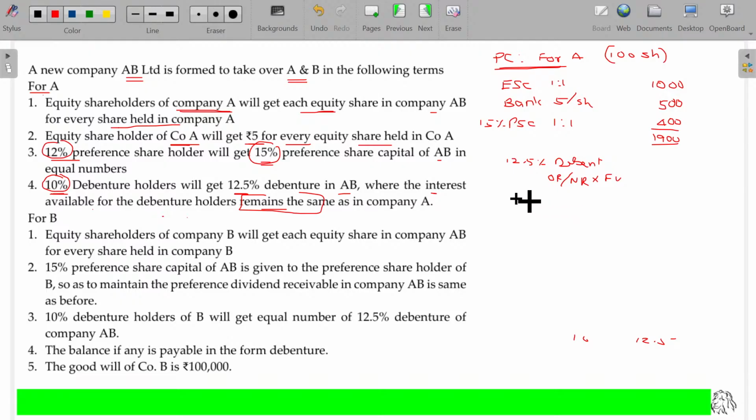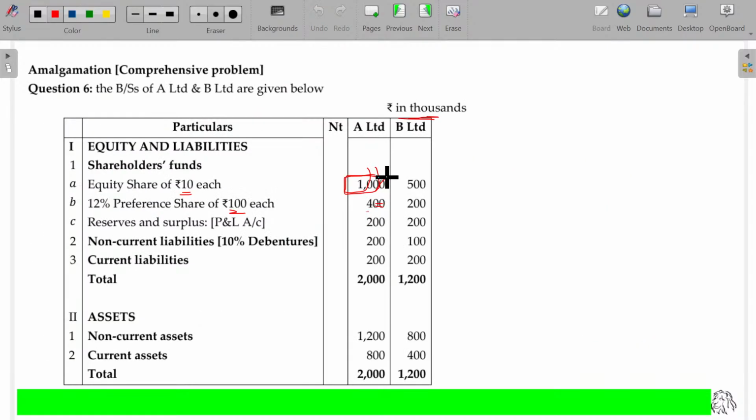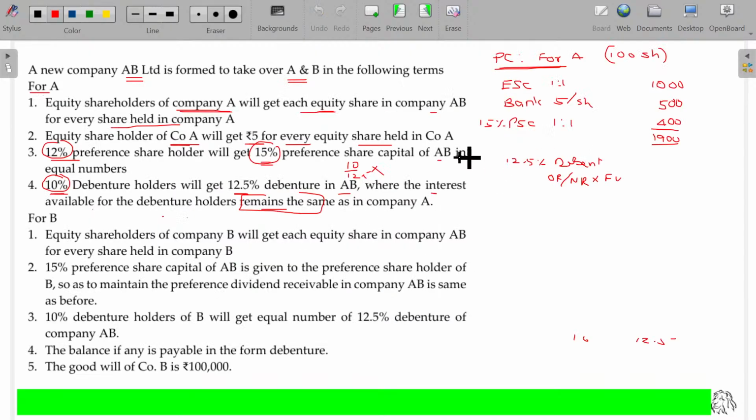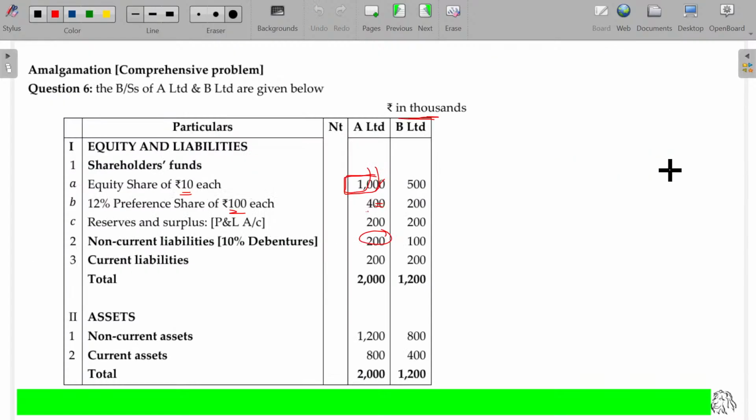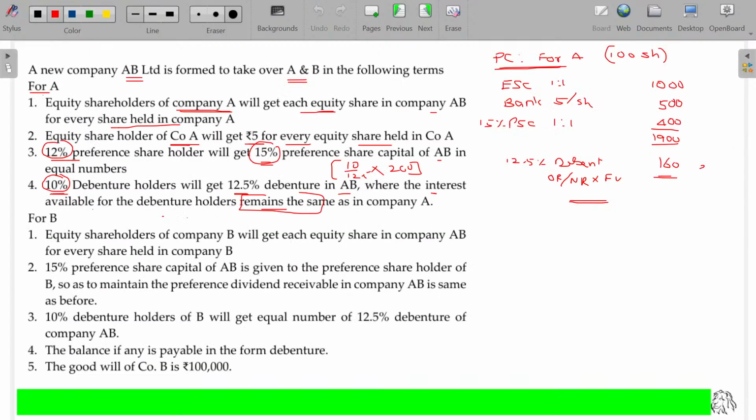Okay, so here what happens? 10 by 12.5 and existing value being, how much? 200. Then what about the value? 160. 160 is nothing but settlement of debenture. It's not part of purchase consideration. It's only settlement of the debentures. The original debenture value being 200, but settlement is only 160. The difference between these two is the gain only for whom? Purchasing company, not for him.